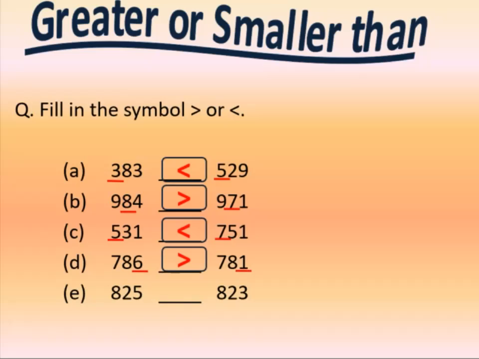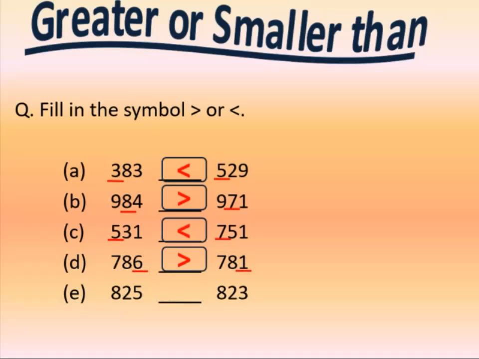In part E, we have 825 and the other number is 823. Again, see the numbers on 100 place. Both numbers have the same digits on 100 place. Then we will move towards the 10 place. Both numbers have again the same digits on the 10 place. Then we will move towards the 1 place.